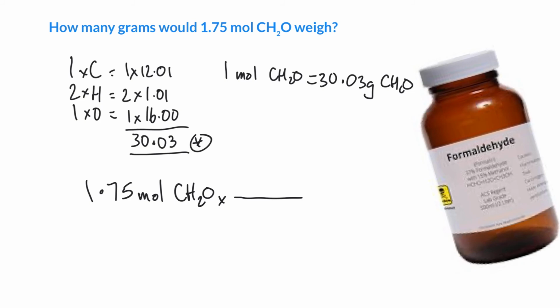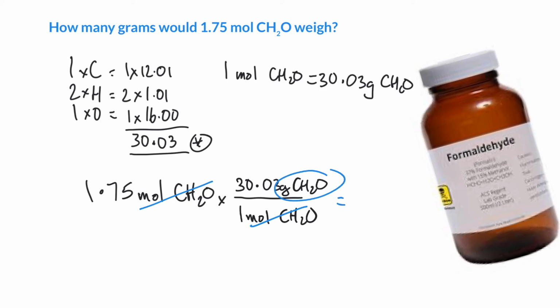So you have your choice. You can put that on the top, or you can put that on the top. Which one is it? Very good. It's the grams on the top, because we need grams to show up at the end of the calculation, and we need moles to go the way of the dodo. If we do it this way, the moles cancel out, and we are left with grams. If we calculate this, we get 52.55. With rounding, that would be 52.6 grams of lovely, delicious formaldehyde.